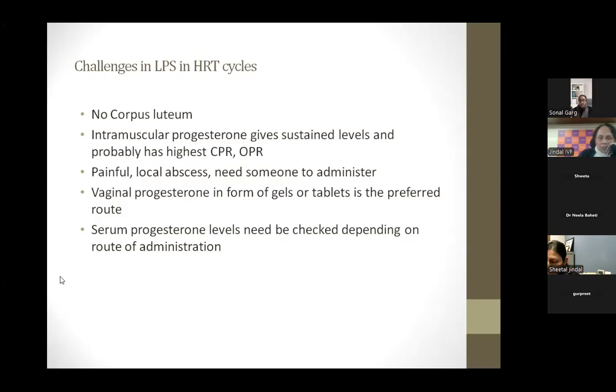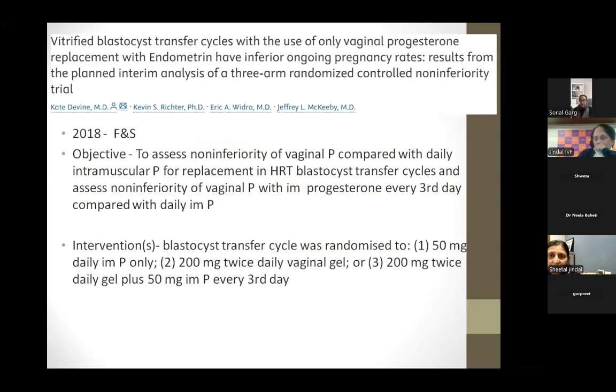But what is the current recommendation, although there is a lot of controversy on it, is that serum progesterone levels should be checked depending on the route of administration. And once we are using a vaginal progesterone, it is now advised that serum progesterone levels should be checked.